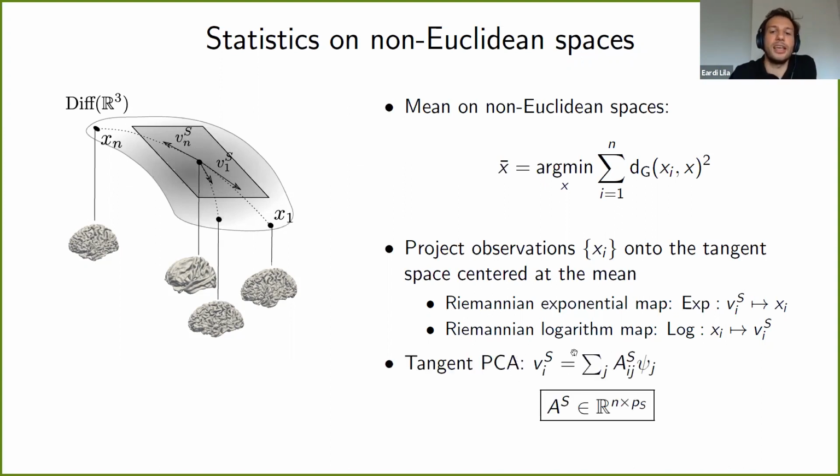We estimate these tangent elements here, and we do principal components on these tangent elements, which will give us a set of features, say PS features, PS equal to 10, for instance, for every subject, for every one of the n subjects, that describes the shape, the brain shape of that subject.